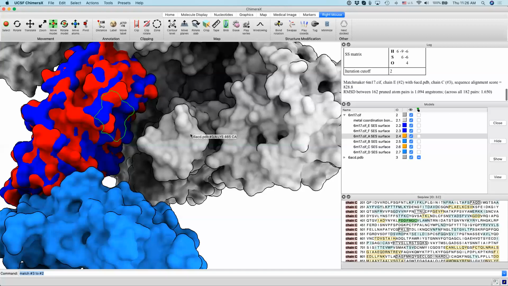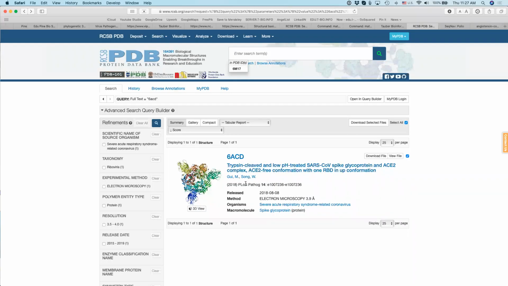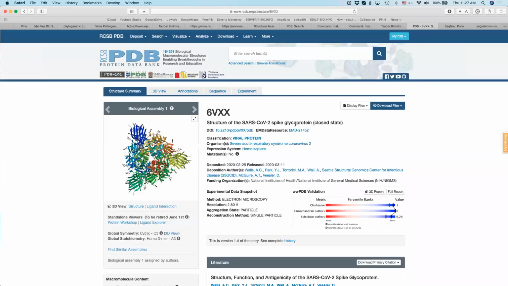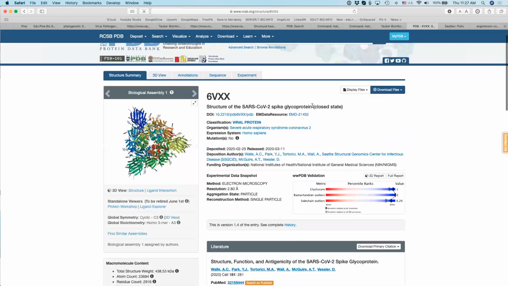So this is for SARS-CoV-2, yes, right? Because how do we know? When we go back here, right? This, well, sorry, this is SARS-CoV-1, not 2, right? But again, it all depends. So 6VXX is going to be the closed state, and I think I'm actually doing part of the assignment here.